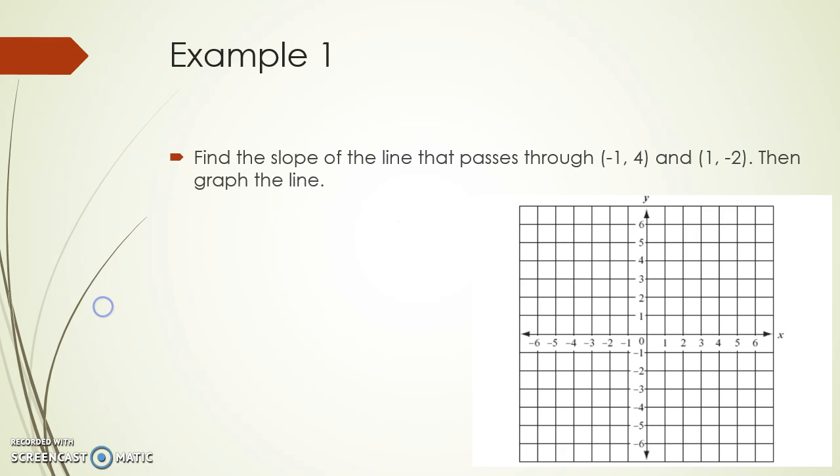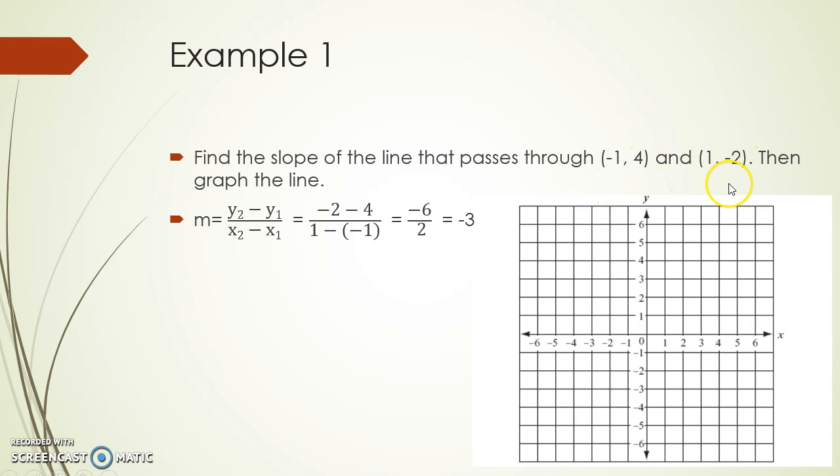So here's our first example. We're going to find the slope of the line that passes through -1, 4 and 1, -2, and then we're going to graph the line. We're going to start by plugging our values into the slope equation from our last slide. Since the values that were given to us second, we're going to make those the y2 and x2, and the values that were given to us first will be our y1 and x1.